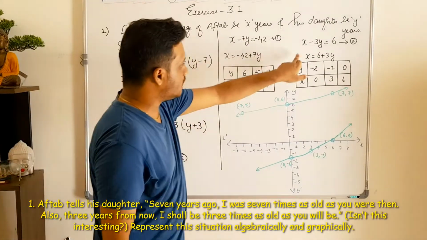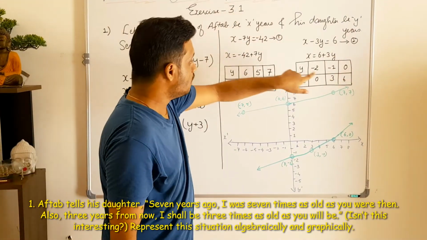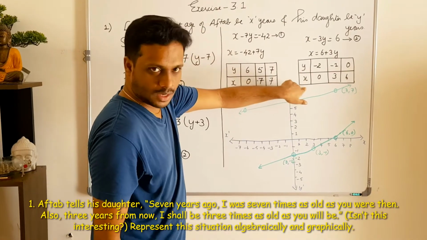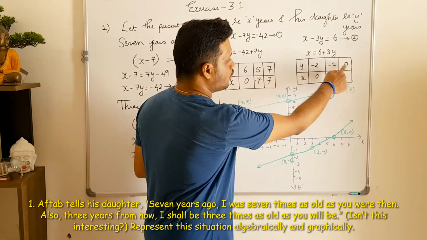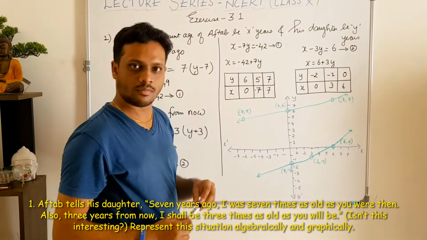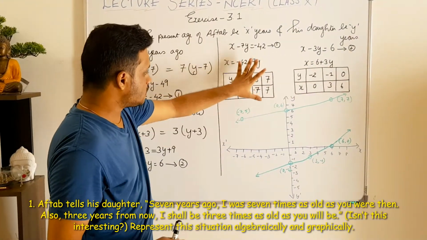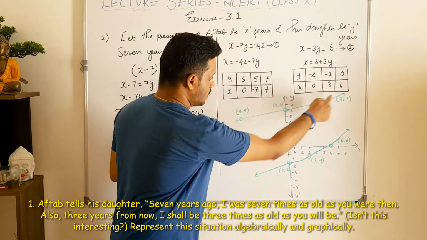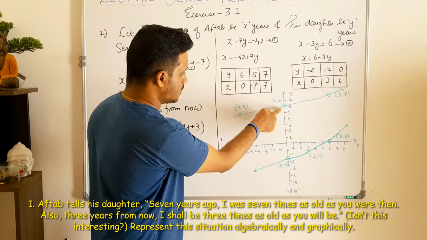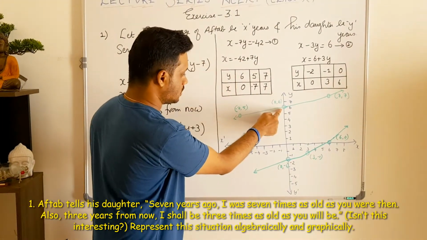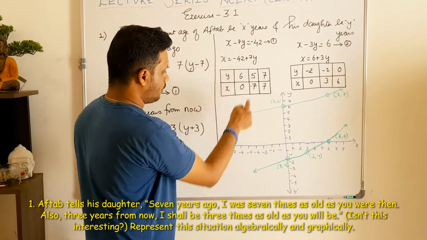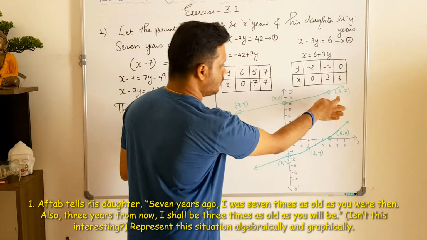So here also I have isolated x, I have taken 3y to that side. So my y becomes independent and x becomes dependent. Accordingly, I have chosen different values for y and obtained the corresponding values of x. After getting these two sets of points, the first line is represented using this one, where you have 6 comma 0, that is this 0 comma 6, which is this point, minus 7 comma 5, which is this point, 7 comma 7, which is this point.